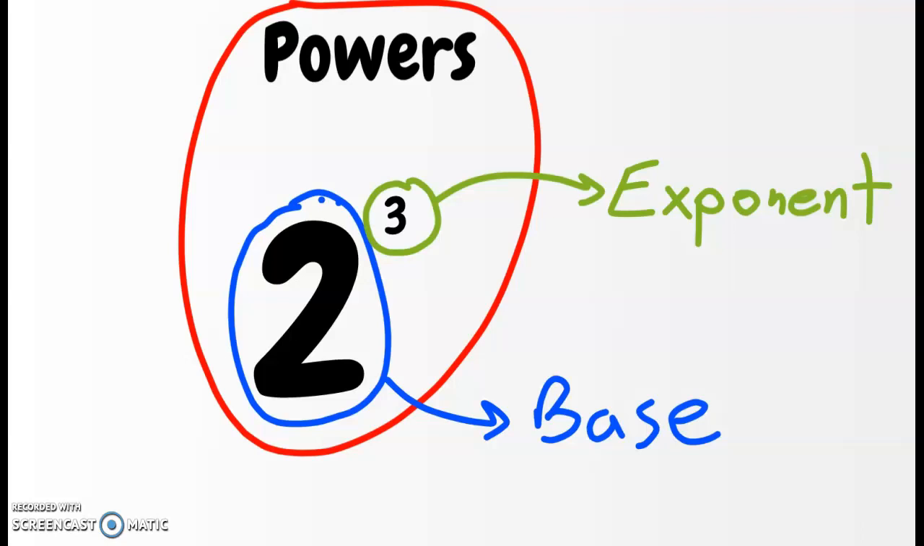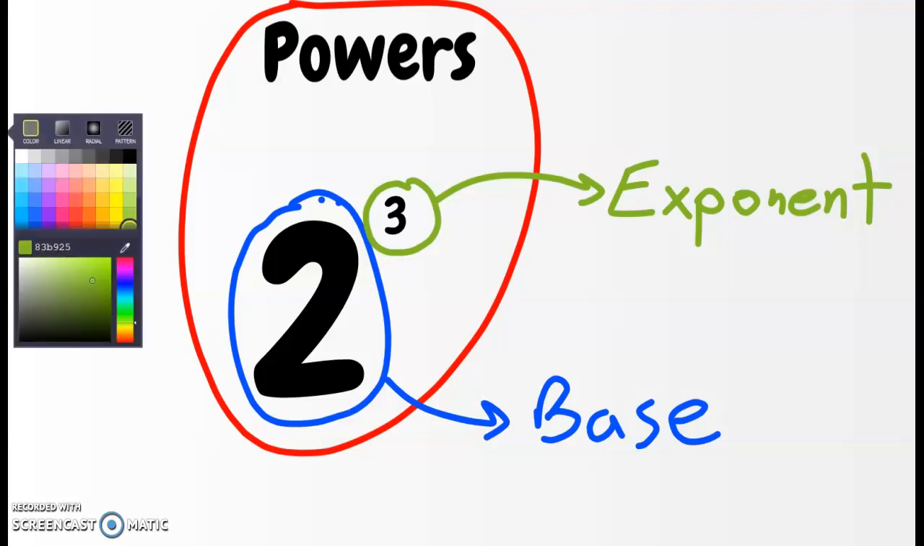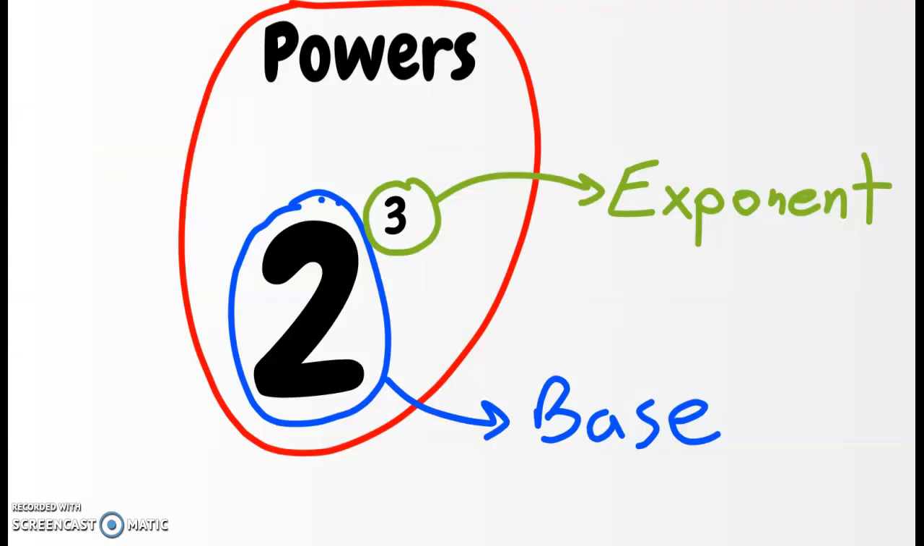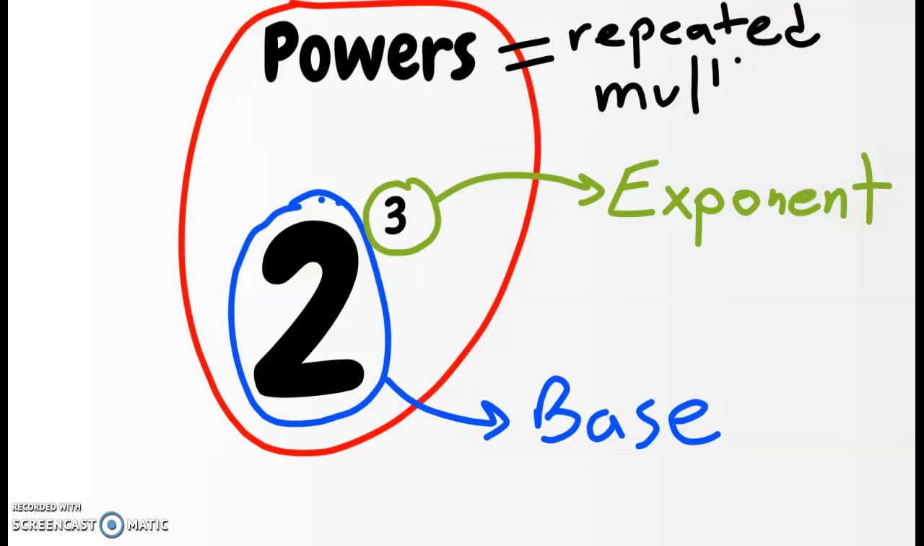There's a base, which is this larger number, and then the exponent, which is the smaller number sort of raised off to the side. Now those two numbers tell us something about how the power works. Now powers really mean in math, when we raise something to a certain power, what we are doing is we're repeatedly multiplying. Okay, so if I was making a note on this, I would say powers mean repeated multiplying.